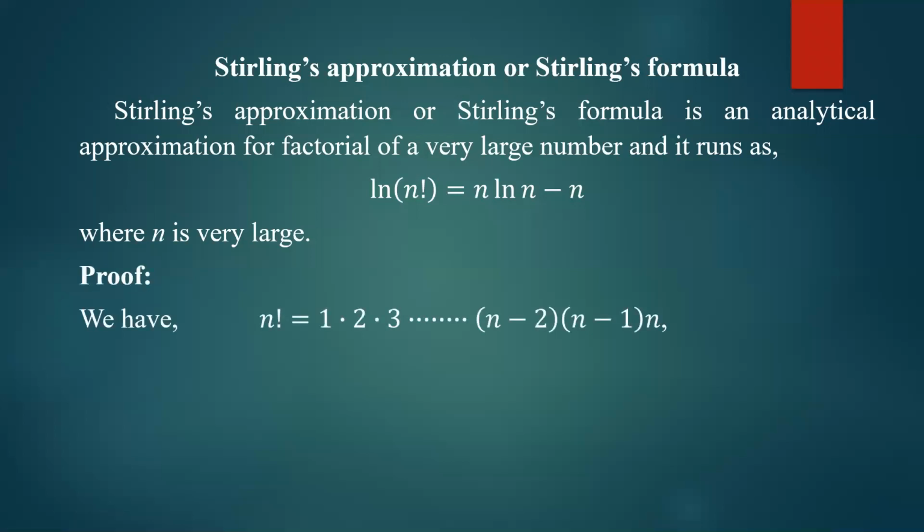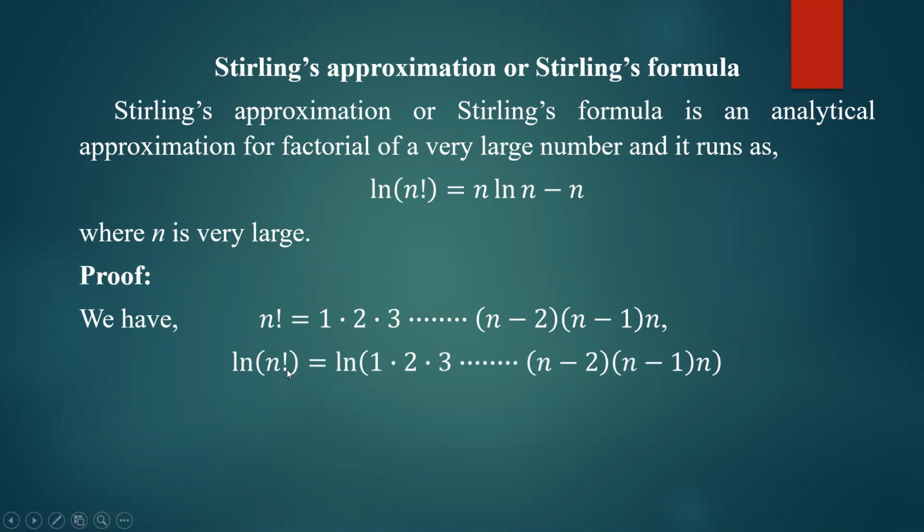Let us consider the proof of this Stirling approximation. So proof, we have n factorial. What do you mean by n factorial? N factorial is the product of all integers up to n. So that is 1 into 2 into 3 and so on up to (n minus 2) into (n minus 1) into n. So you have to take all the integers and take the product of them.